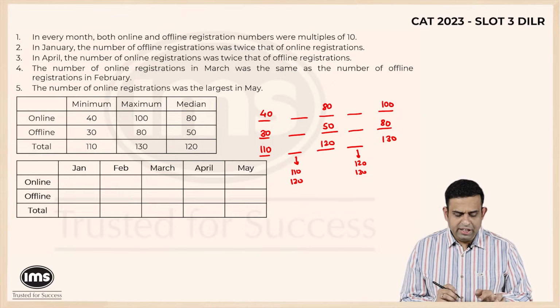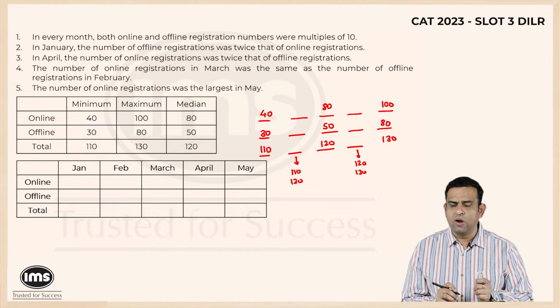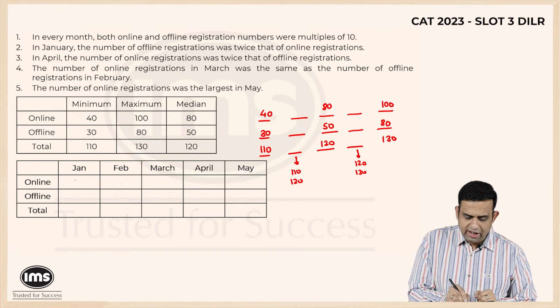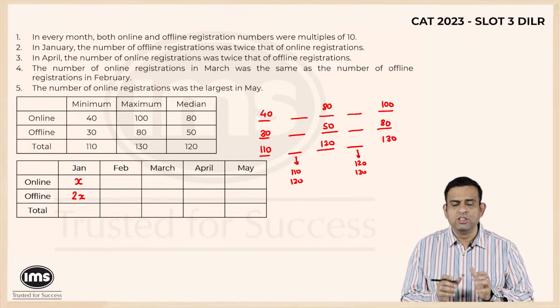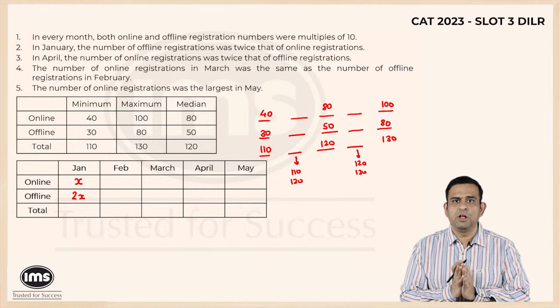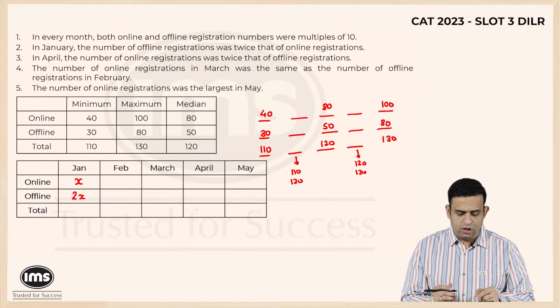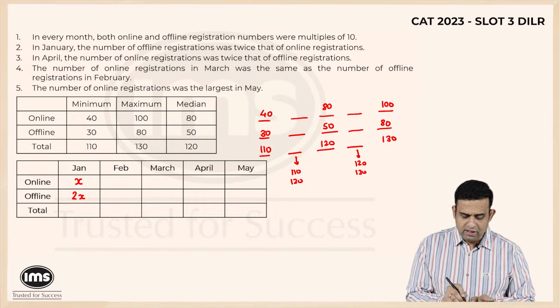Very simple. In January, the number of offline registrations was twice the online one. So if I take the online registration in January to be X, then the offline basically has to be 2X. So total registration, which is nothing but the sum of online plus offline, as no one has taken both these online and offline, becomes equal to 3X.